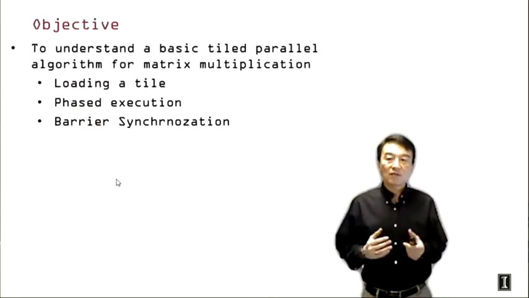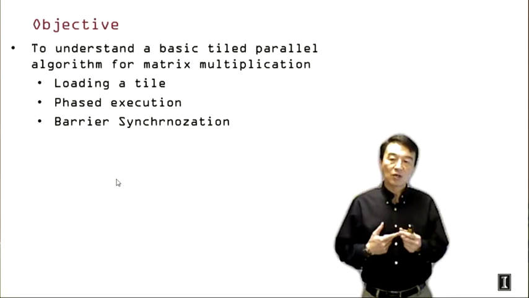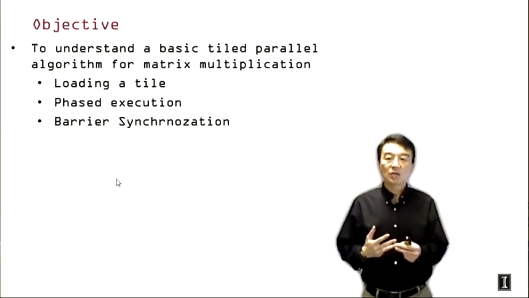The objective of this lecture is for you to understand a basic tiled parallel algorithm for matrix multiplication. We're going to be learning how to load a tile into shared memory, how we partition the execution into phases, and how we can use barrier synchronization to enforce phase execution.